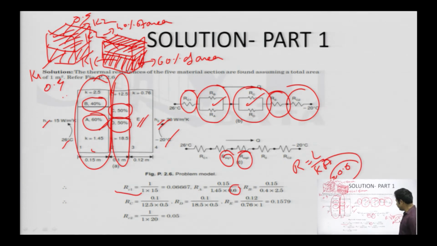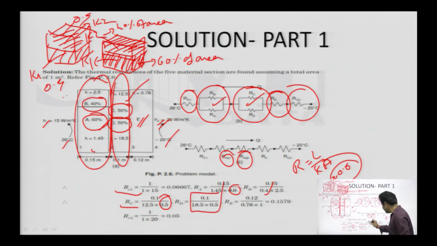So this is how you will calculate RB, which is 40%. Then RC is coming up. This is the C part, having the area of 50%, so this RC will have the area of 0.5. Now RD will also have an area of 0.5 because they are sharing 50% of the area.